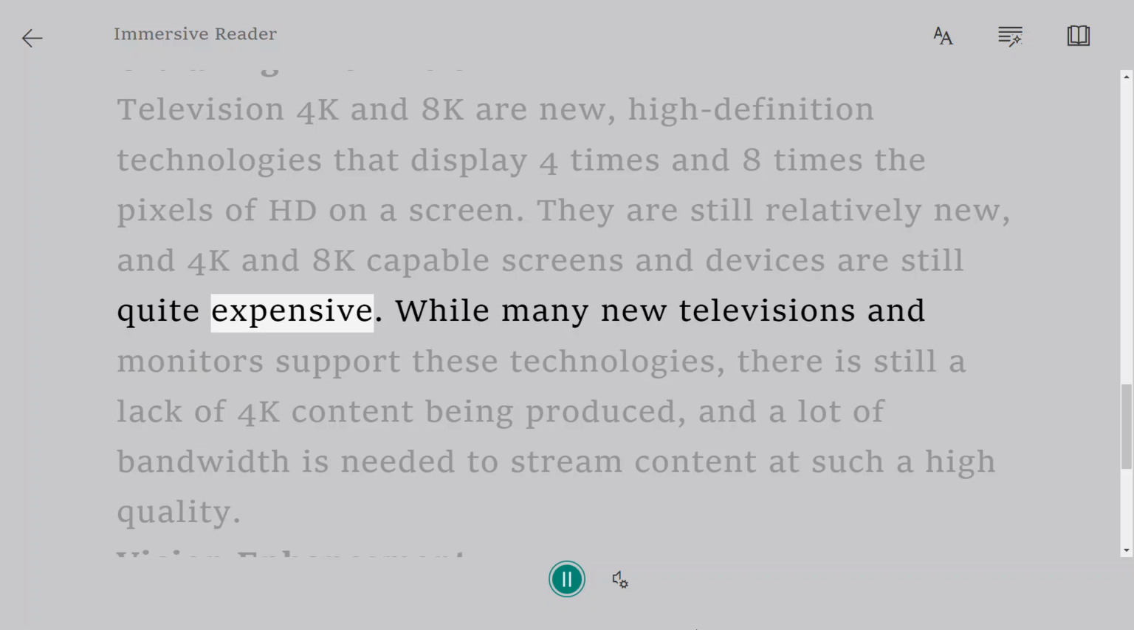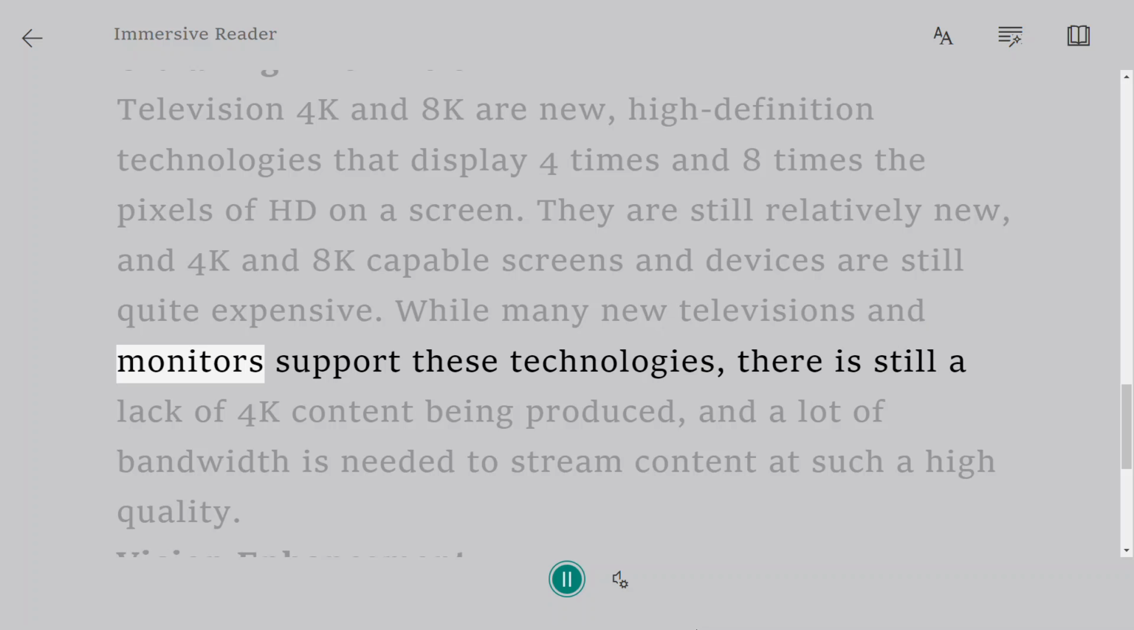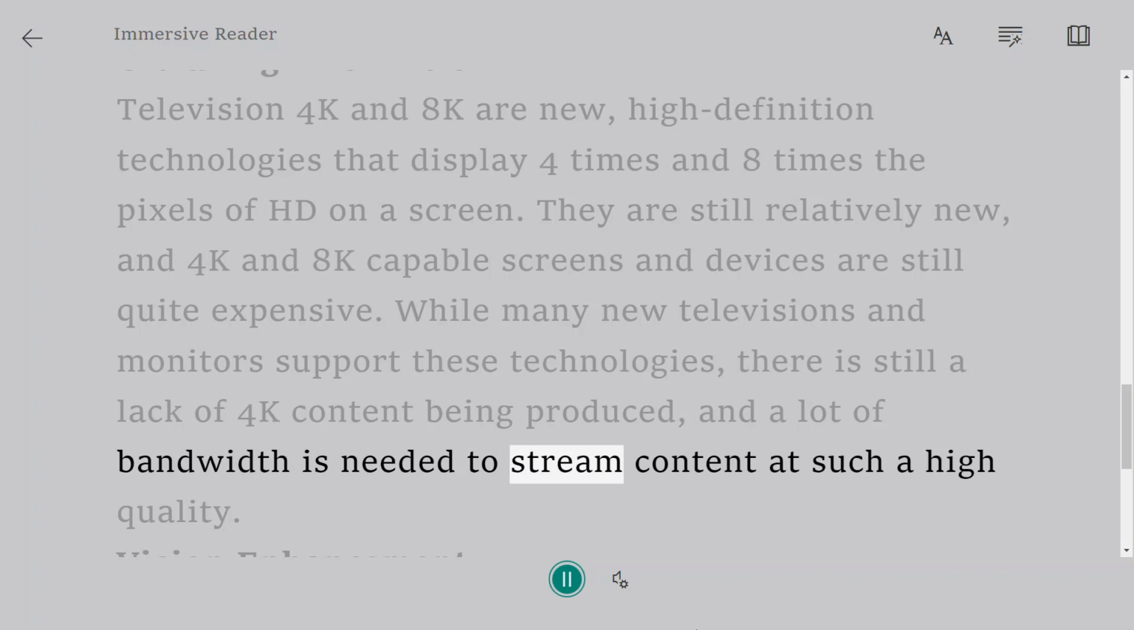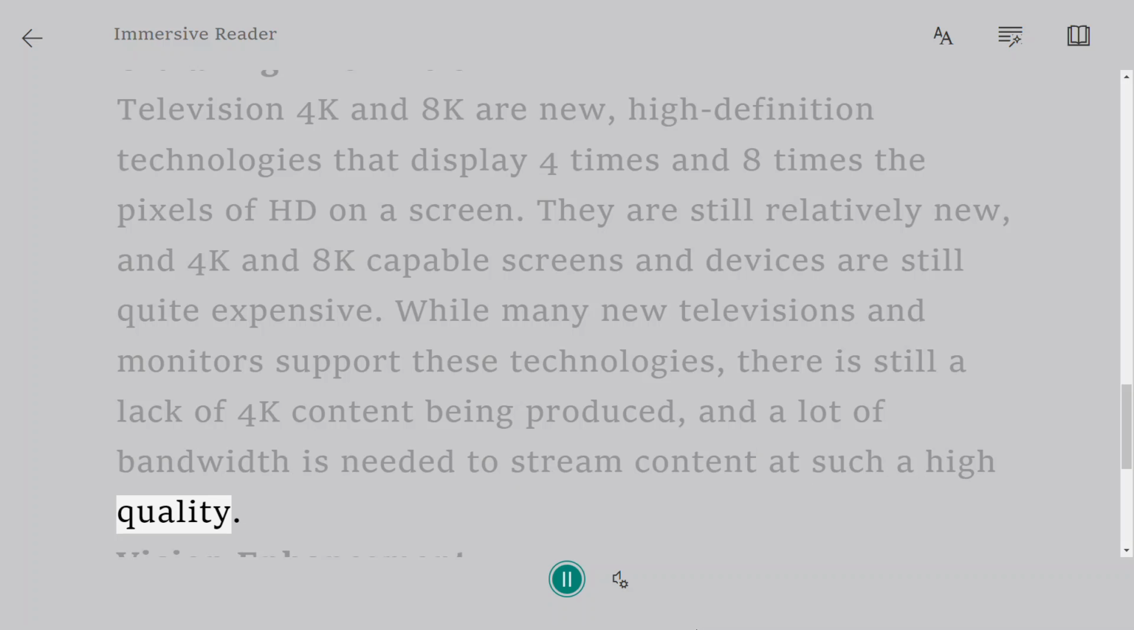While many new televisions and monitors support these technologies, there is still a lack of 4K content being produced, and a lot of bandwidth is needed to stream content at such a high quality.